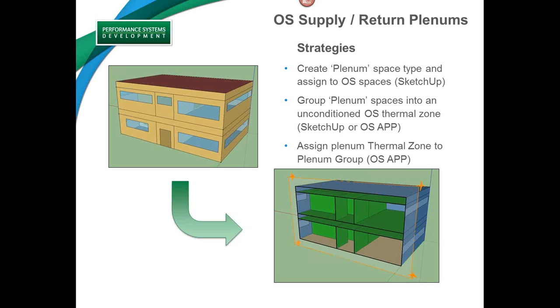So again, you can see at the bottom right, there's an image where I took a section cut through our model, just confirming that it was modeled correctly. I do have interzone plenums here that serve a thermal zone that happens to cut across the entire floor. And that's very easy to do in SketchUp, and then in the next step in the OpenStudio application to go ahead and assign this plenum space to a thermal zone and then assign it to an air system.